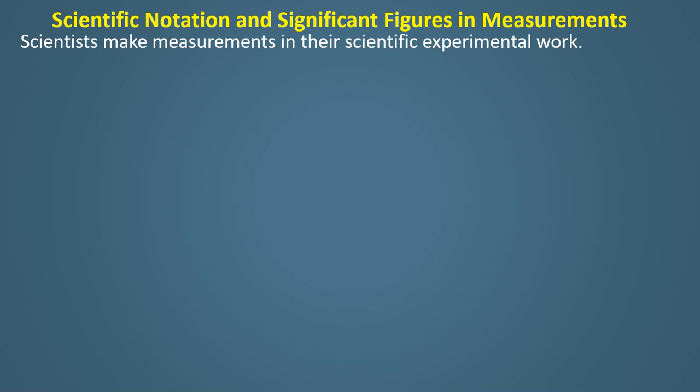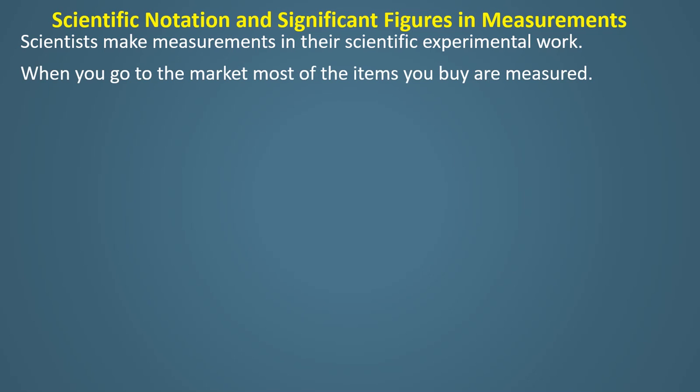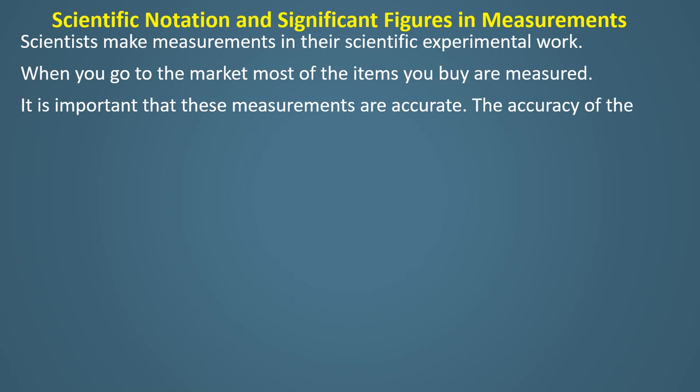Now, scientists make measurements in their scientific experimental work. When you go to the market, most of the items you buy are measured. Definitely, when you go to a shop, you want sugar, you measure the quantity that you want, and it has to be measured. It is important that these measurements are accurate. So when you have asked something to be measured, or when you are asked to measure something, you are required to note or record with accuracy.